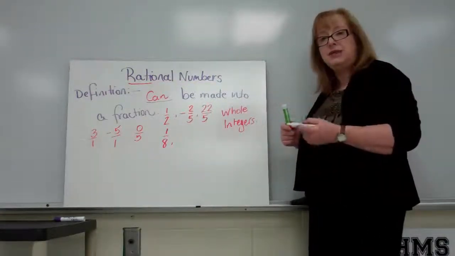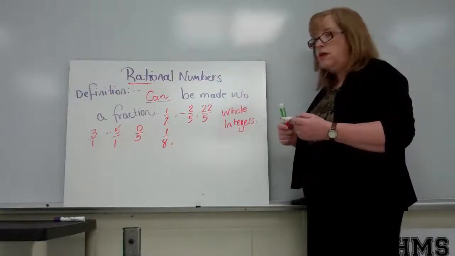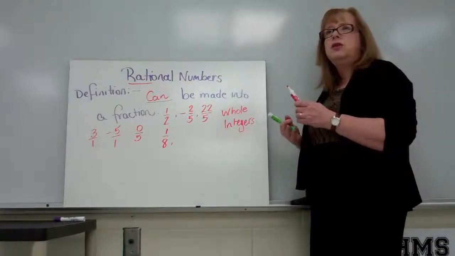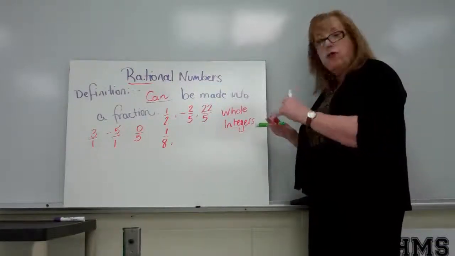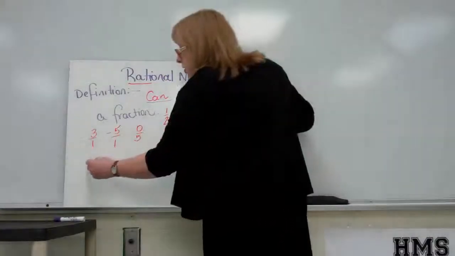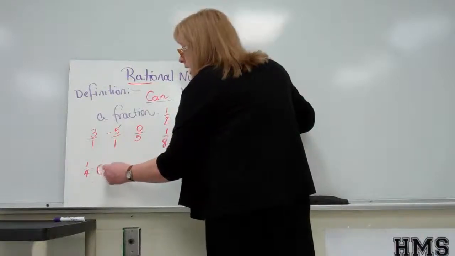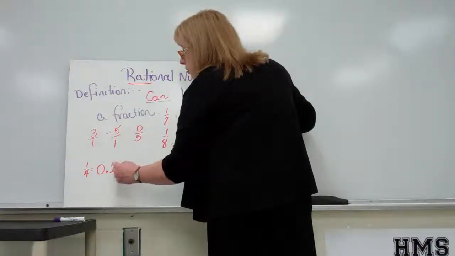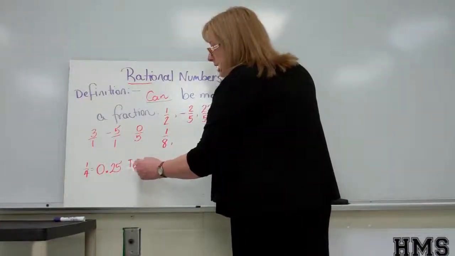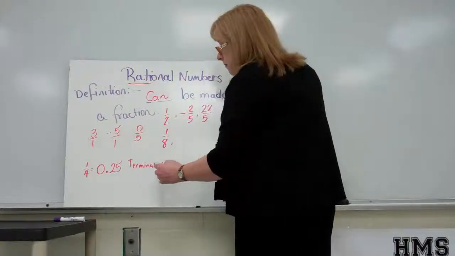Now, there are some decimals that can be fractions too. One of the things that I like students to remember is the decimal equivalent of a fourth, a half, 3/4, a third, and 2/3. So if we think about 1/4, as a decimal, that is 0.25. And this is a terminating decimal. That means it ends.